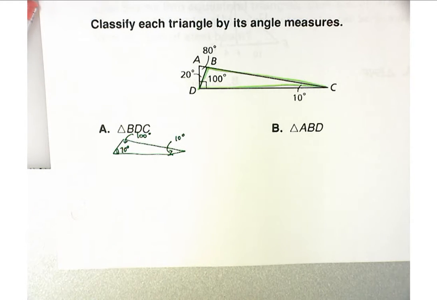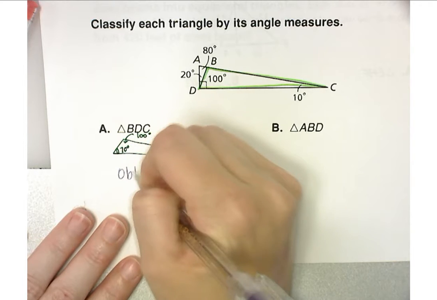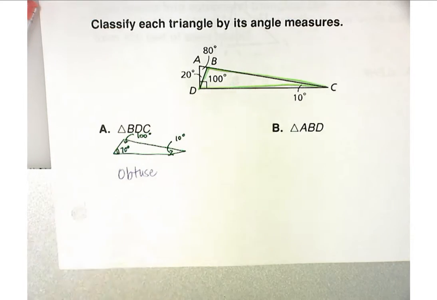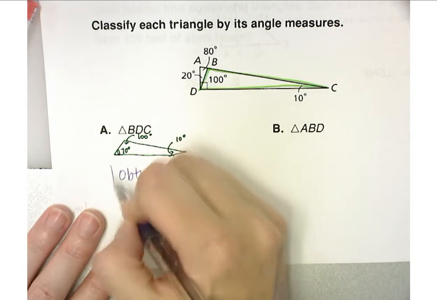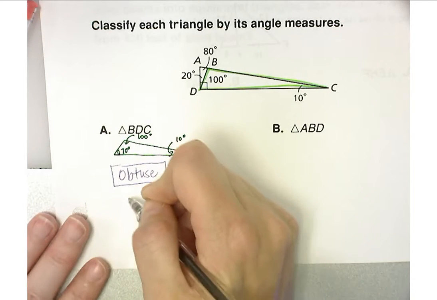Acute, equiangular, right, or obtuse? Good, how do you know? Yes, so you have one angle that's obtuse, you have one angle that's greater than 90 and less than 180, so it's going to be an obtuse triangle. So we are going to write obtuse, and then we are just going to write y underneath it.